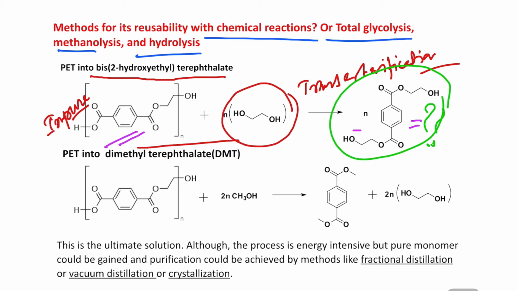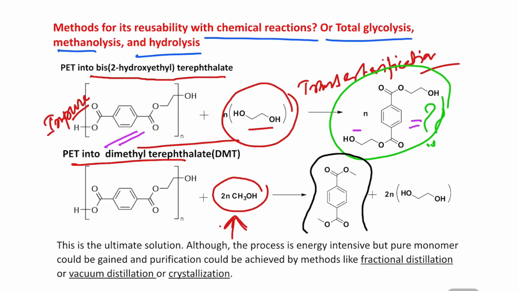If the monomer is pure, then again the produced polymer is pure. So that's the beauty of the chemistry, in which from an old material you can prepare a new material with purity. Okay, so another thing is PET into dimethyl terephthalate. In this case, instead of ethylene glycol, you are using methanol, and this methanol is doing the same transesterification reaction and ultimately produces this, which will be used further in the same way.